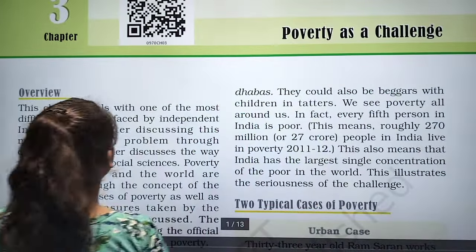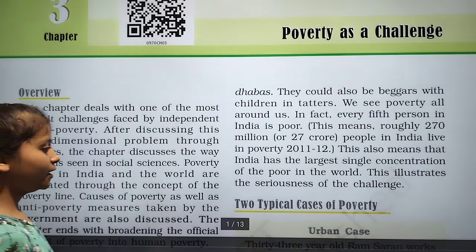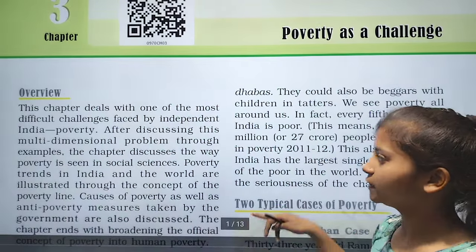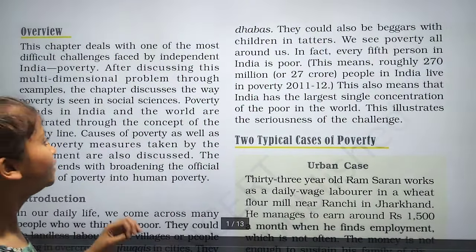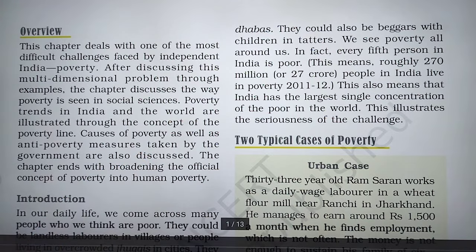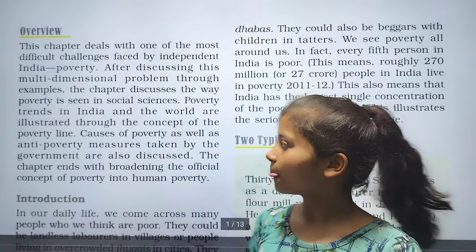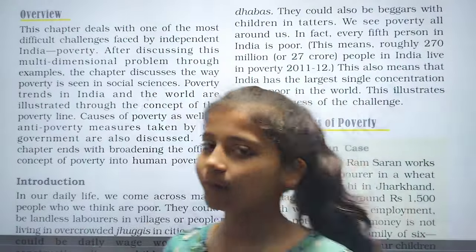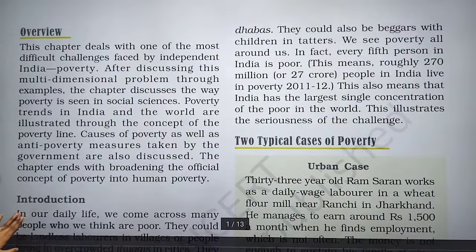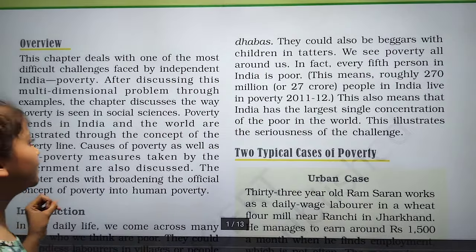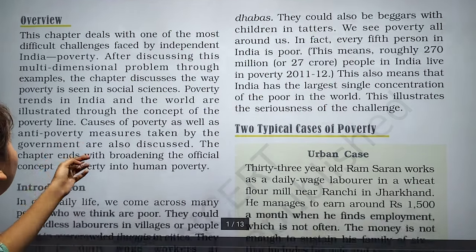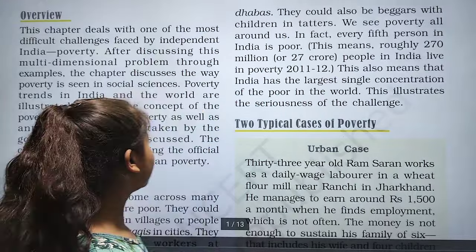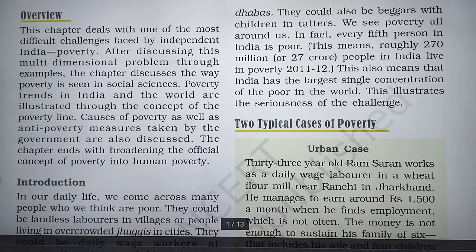That is poverty. After discussing this multidimensional problem, we discuss the way poverty is seen in social science. Poverty trends in India and the world are illustrated through the concept of poverty line, to check who is poor and who is rich. Causes of poverty as well as anti-poverty measures taken by the government are also discussed.